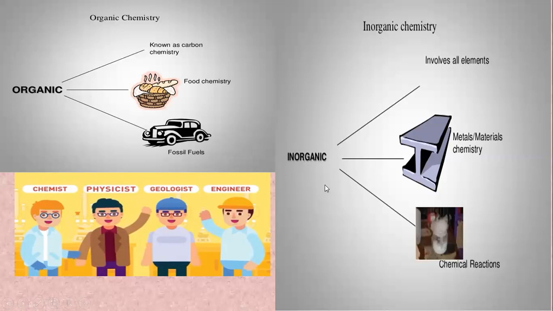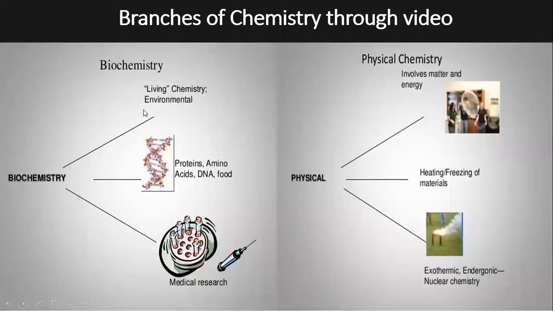Similarly, the study of industrial level production of chemicals is known as industrial chemistry, as well as biochemistry, which is living chemistry. Environmental, proteins, acids, DNA is present in humans, in living things. So the study of DNA, proteins, amino acids, and medical research is related with biochemistry.